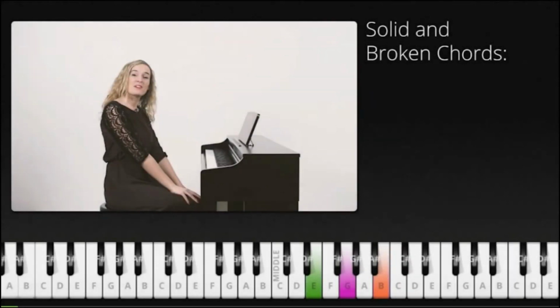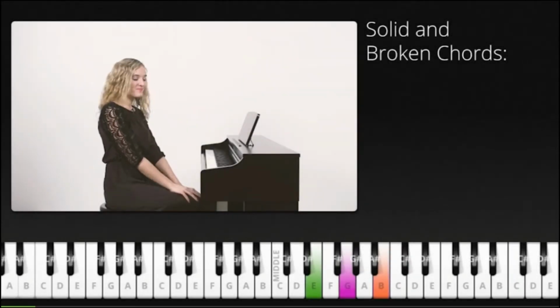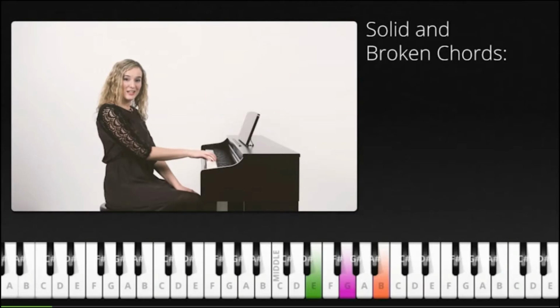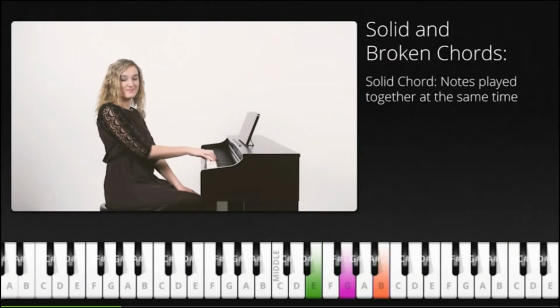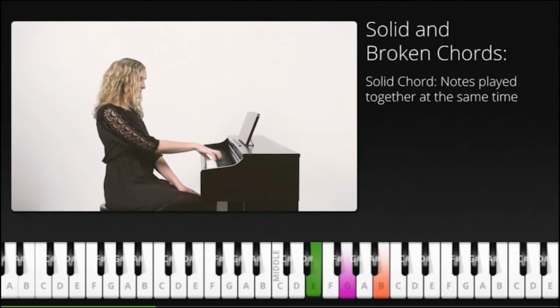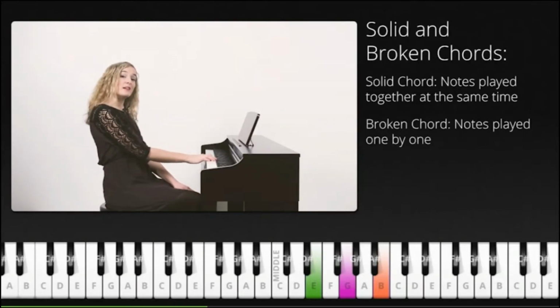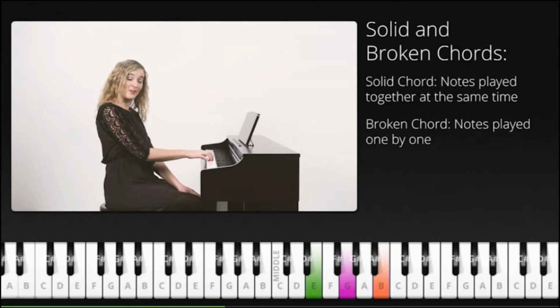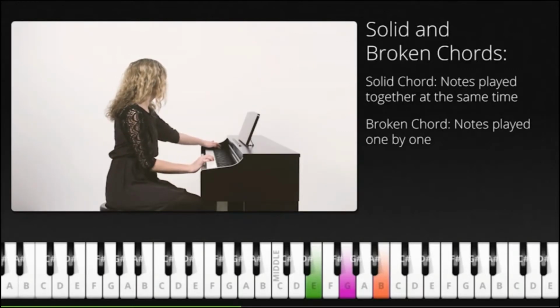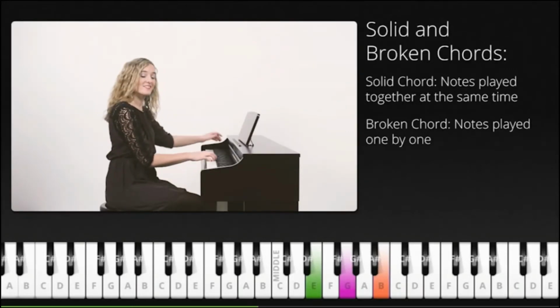Okay, so now we're going to talk about solid and broken chords. You've already learned E minor, and when you played it, you played all the notes together at the same time, like this. And that's called a solid chord. You can also break it up and play the notes one by one, like this. And that's called a broken chord. So let's take E minor and practice both solid and broken chords. Feel free to play along.